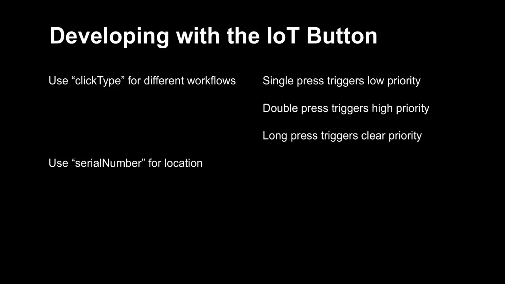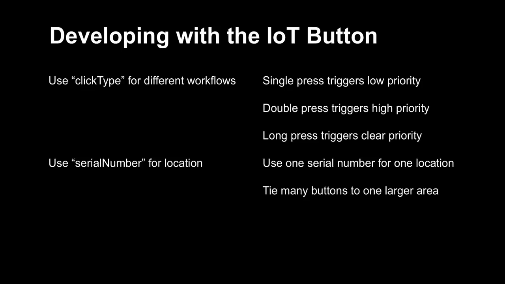We can also use a serial number for driving location. You can use a serial number to drive one specific location. So if you place several buttons throughout a facility or throughout a specific area, each button might be tied to a specific shelf or aisle or lane, and that allows you to have one location for one individual button. You can also tie many buttons to one larger area.